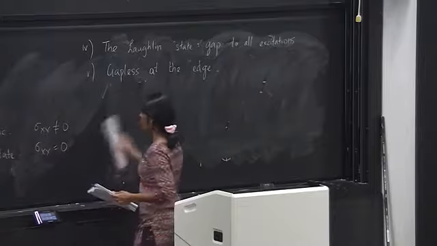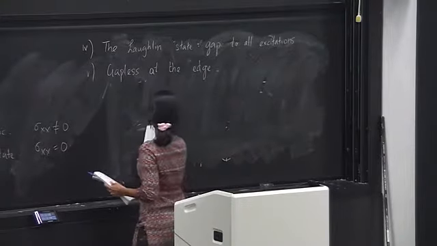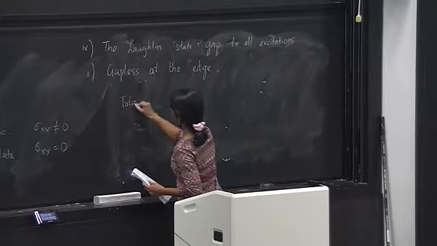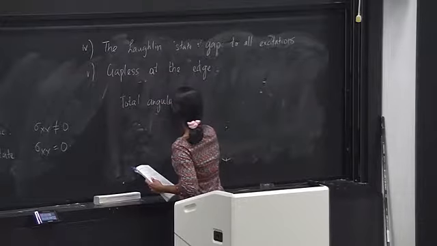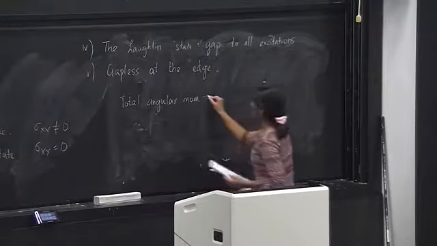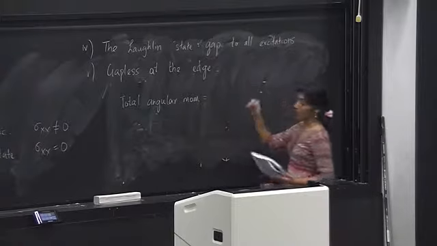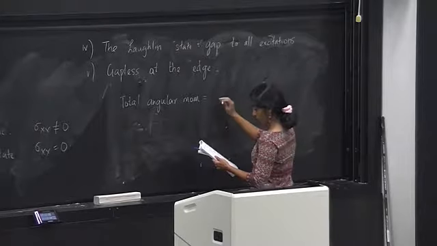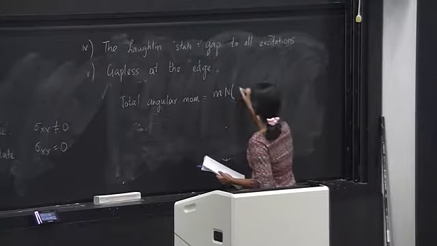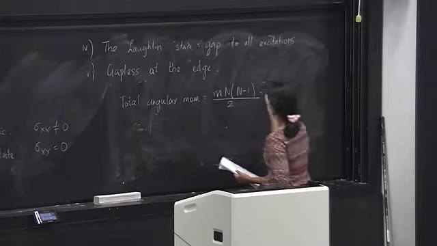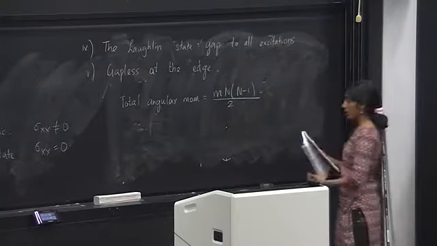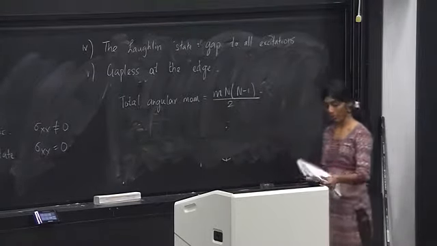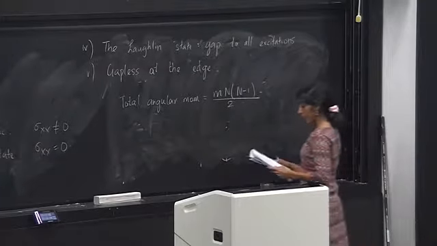Okay, another way to see this gap is to actually go back to the wave function and note that the total angular momentum, which is the maximum power of zi in that wave function, right, is m times n times n minus 1 over 2. It's the degree of that polynomial. This is the degree of the polynomial that we wrote down. That's zi minus zj to the power m.